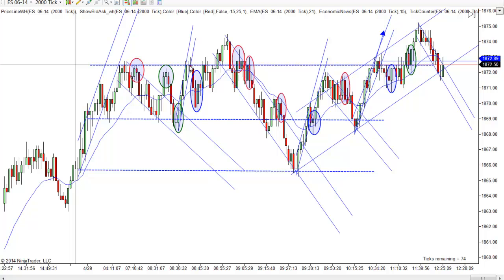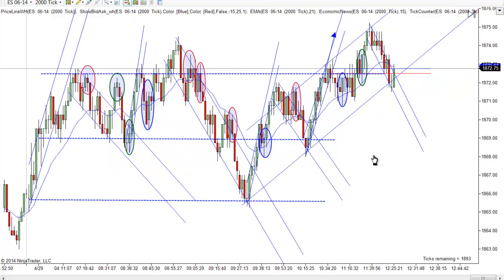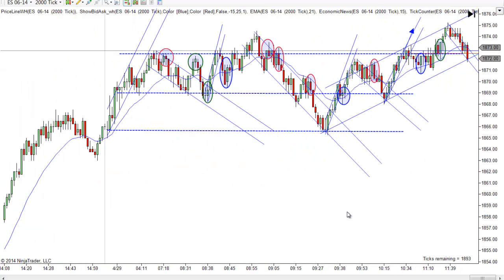Then you got a little channel working up. You get a break, a couple of legs to a new high, then you got a channel working down. You get some closes outside here, a move to a new low. You got a channel working up. You get a break, move to a new high. You get a little tight congestion looking, but it's still working down. You get a break, a move to a new low. Then you got a channel working up. You get a break, move to a new high. Now you got a channel working down.